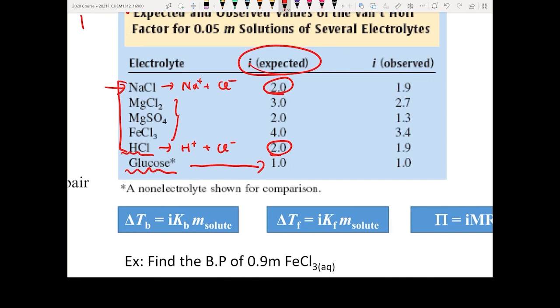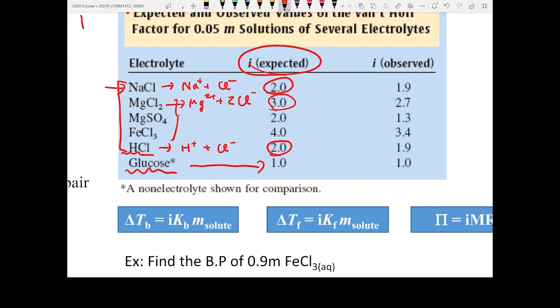MgCl2 is actually also a salt. So once it dissolves, what are you going to get? Mg, what's the charge? 2 plus, good, and then plus 2 Cl minus. How many charged species have you generated? 3, right? So the Van Hoff factor is 3. I will leave the remaining for you to practice.